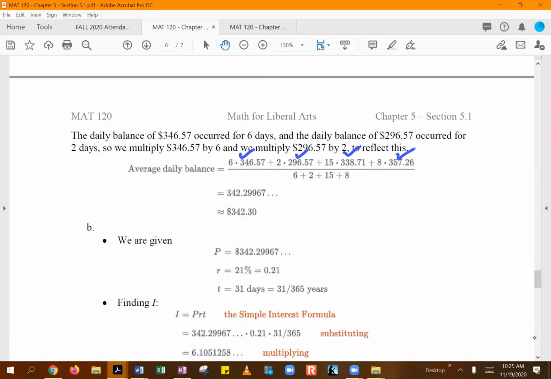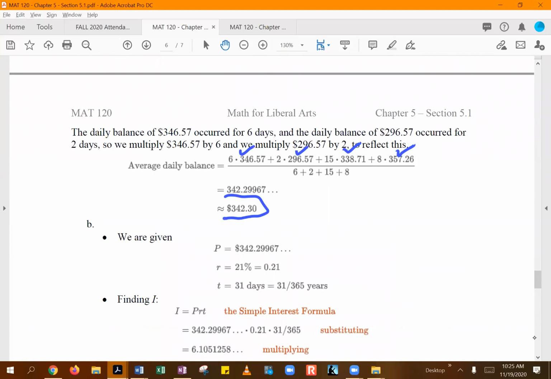And so now this is how you come up with your average daily balance. So we're saying that on average, during the month of October 15th to November 14th, our daily balance stayed at about $342.30.